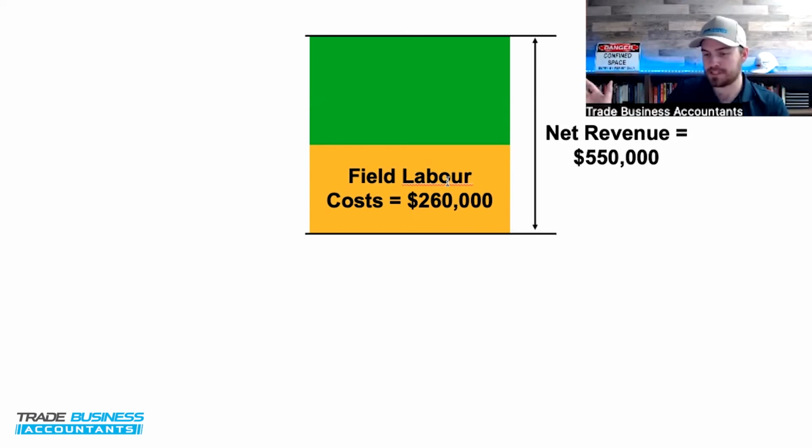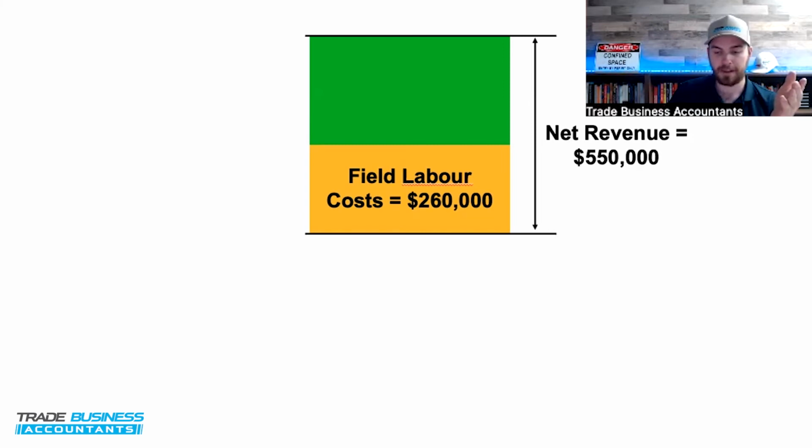Because no one else in the business can produce revenue besides your field labor workers. They're the only ones. Even though, yes, you're making markup on materials, unless there's labor involved with that, you can't sell materials. If you're selling just materials, then now you're a supplier. You're not a service-based company providing a service.